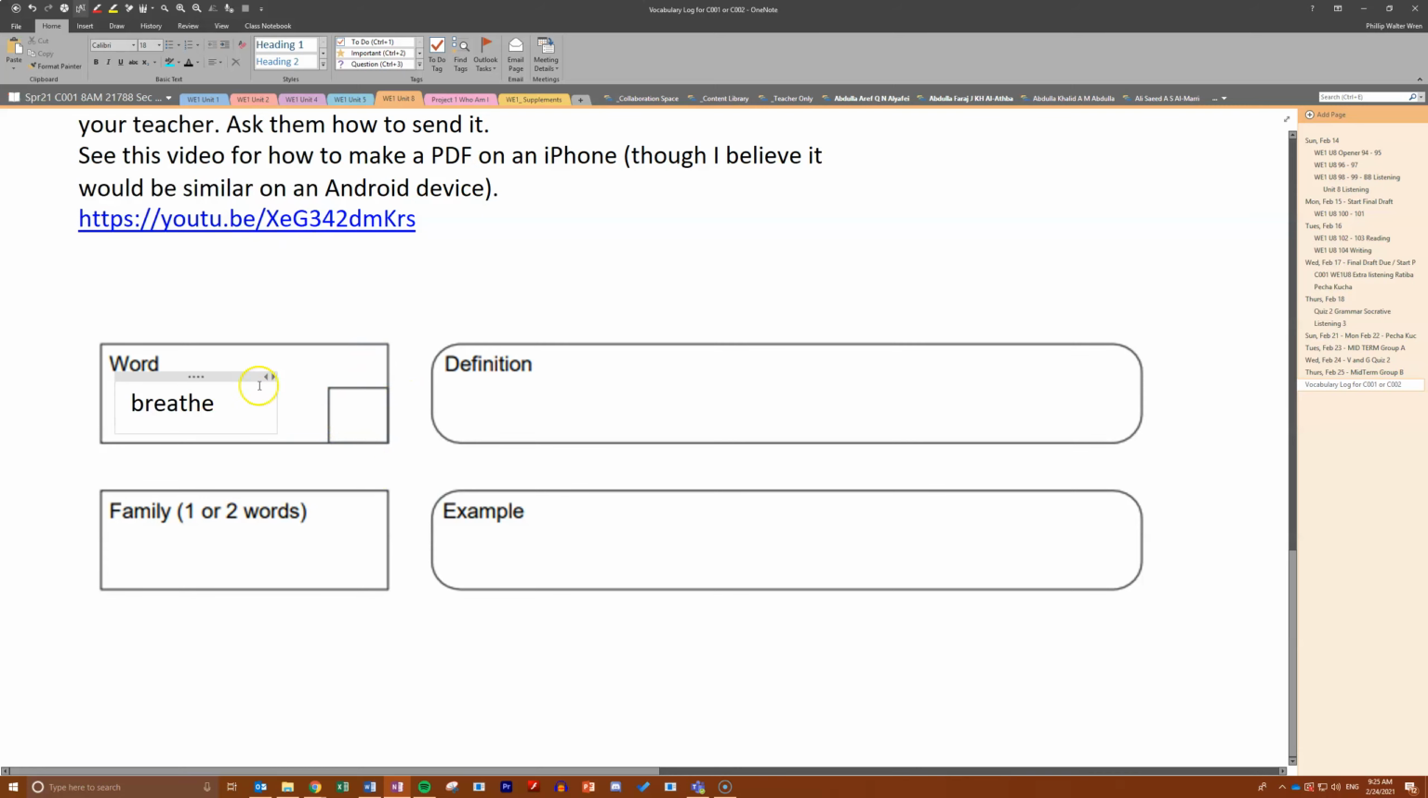Now, what kind of word is this? What is a definition for it? What's a family word for it? Or what's an example sentence?